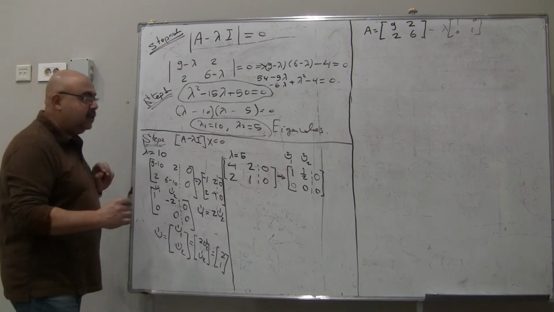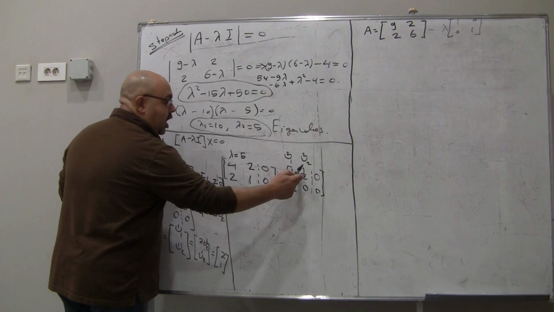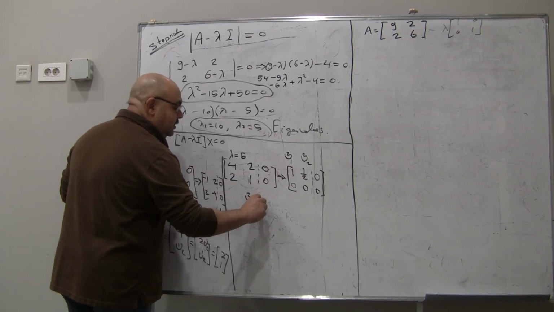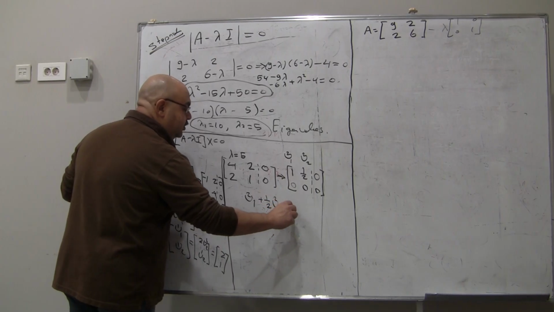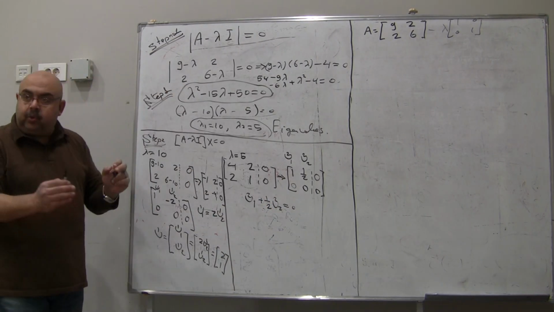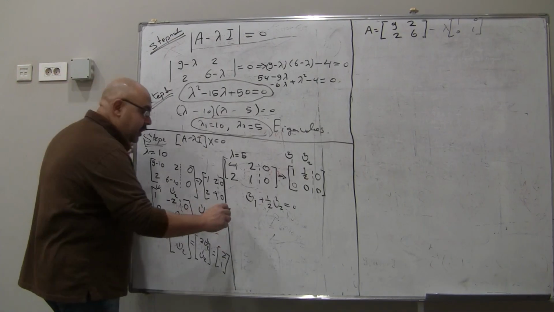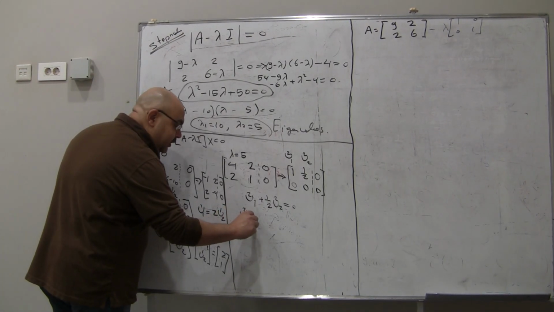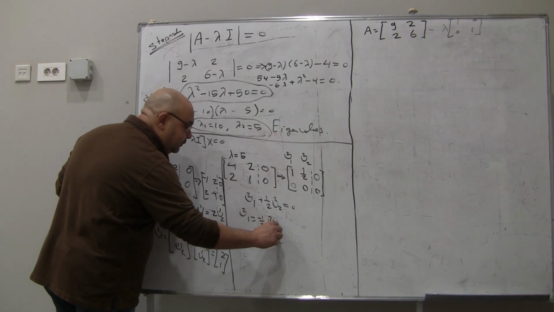How? With me. 1 times u2 1, half times u2 2 plus 1 over 2 u2 sub 2 equal to 0. Now get one of them as a relation of the other. So u2 1 is equal to negative half u2 sub 2.